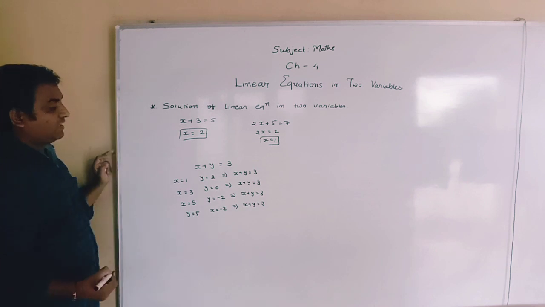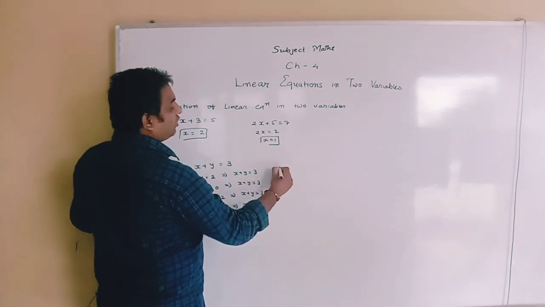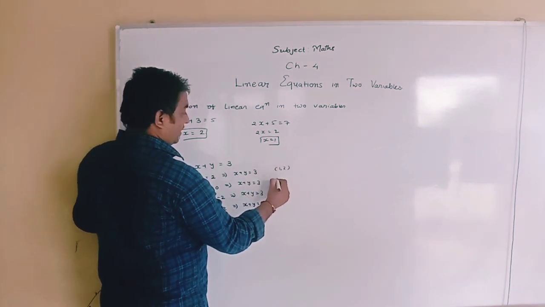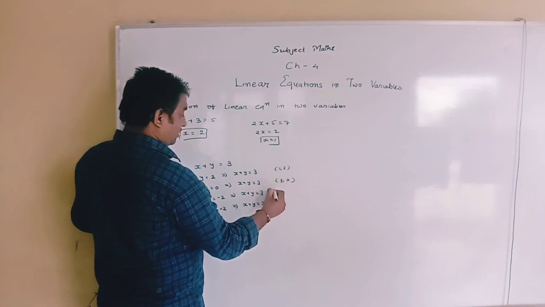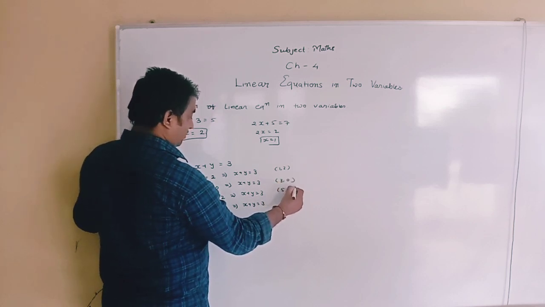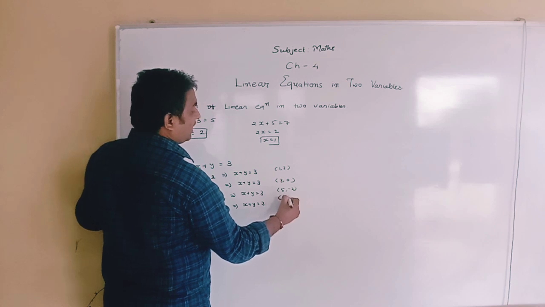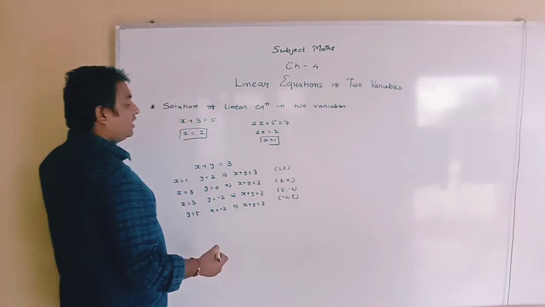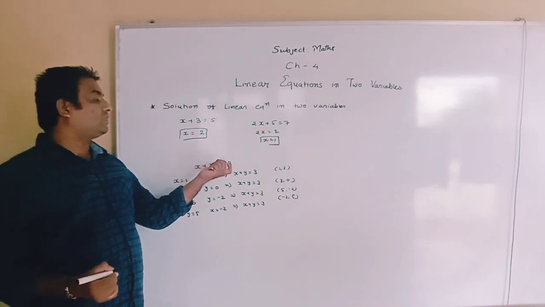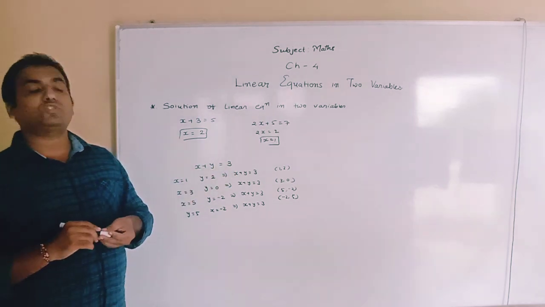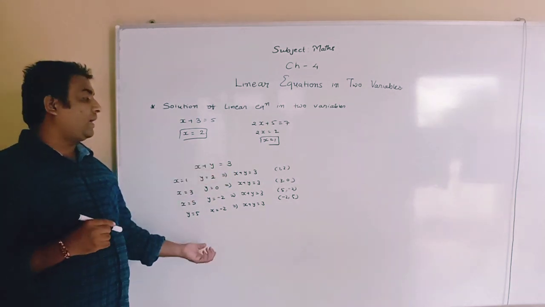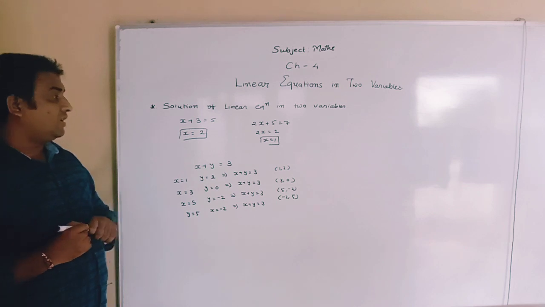So in this way, we can write (1, 2) as a solution of the equation. We can write (3, 0) as a solution. We can write (5, minus 2) as a solution. We can write (minus 2, 5) as a solution. So for x plus y equals 3, we cannot get a unique solution. We will get infinitely many solutions.